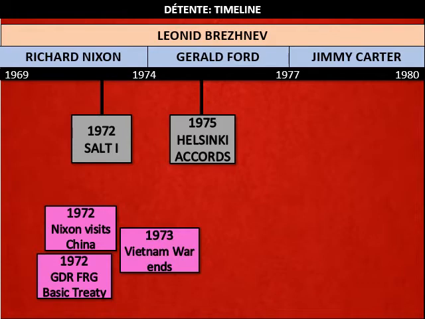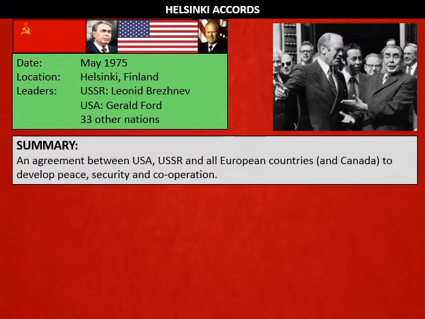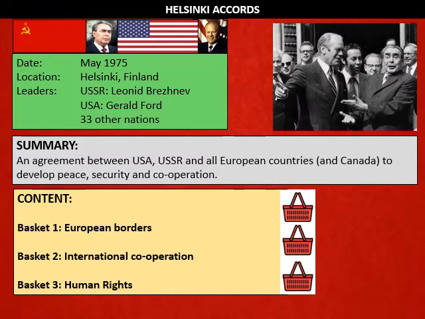The next agreements we'll look at are the Helsinki Accords of 1975. The Helsinki Accords were a wide-ranging set of agreements signed by the superpowers and also 33 other nations, including all NATO powers and all Warsaw Pact powers. The Accords were set out into three baskets involving European borders, international cooperation and human rights. We'll have a look at each of these in turn.